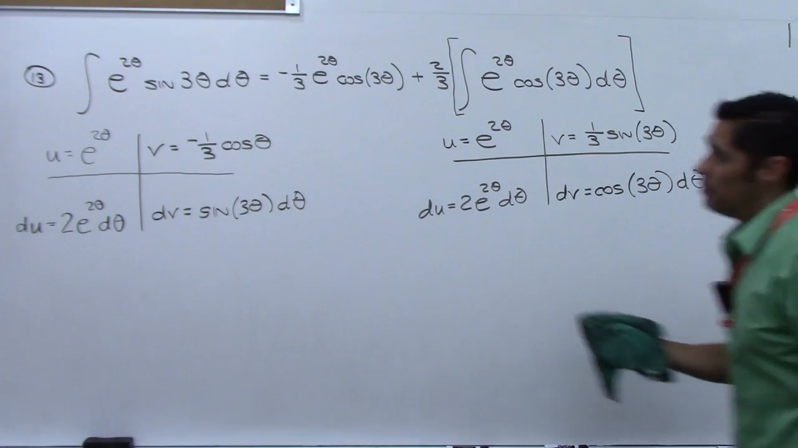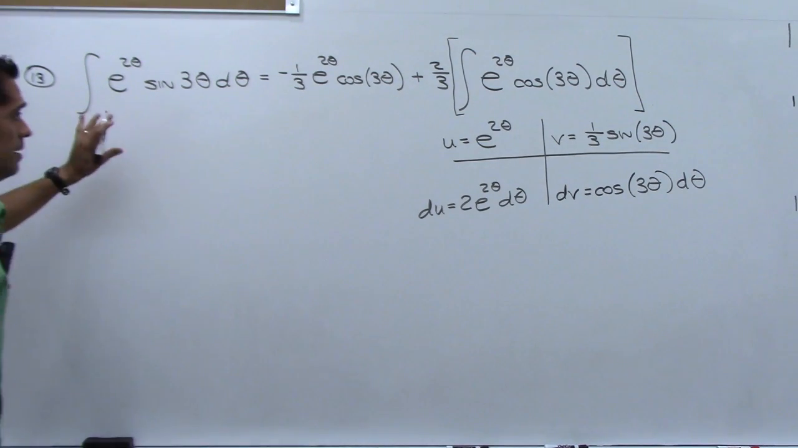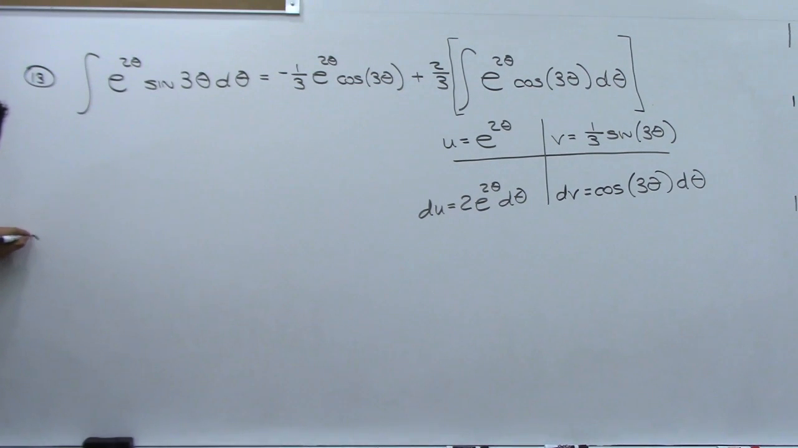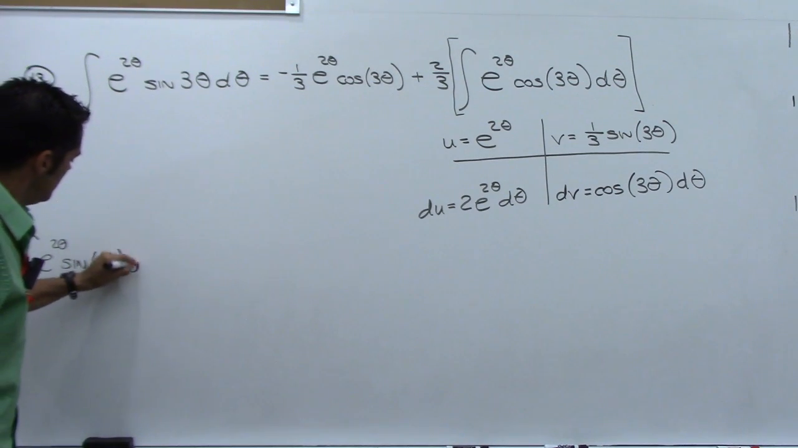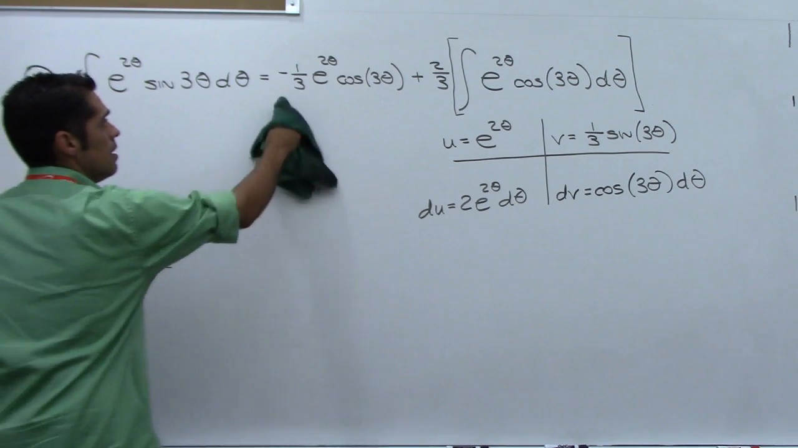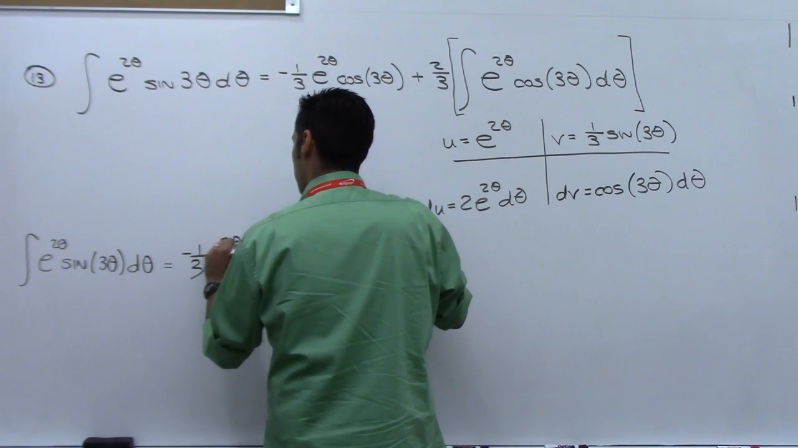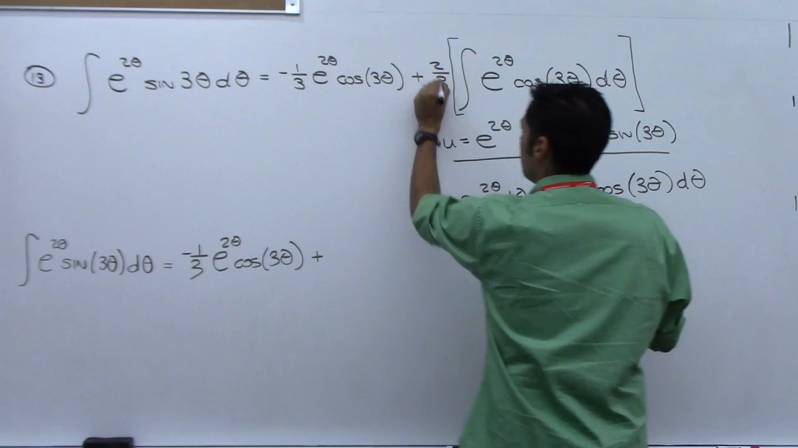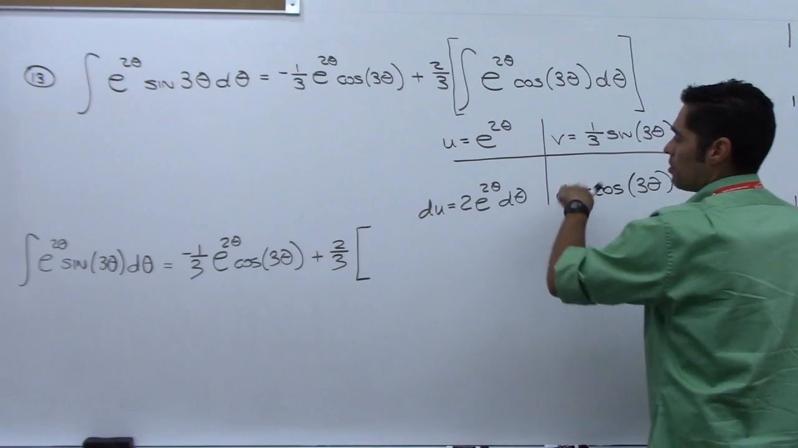All right, so now I'm going to rewrite this. Because this problem is unique, I'm going to rewrite everything here. So I have integral e to the 2 theta sine 3 theta d theta is equal to this piece here, negative 1/3 e to the 2 theta cosine 3 theta plus 2/3 times, now my integration by parts, ultraviolet minus voodoo.